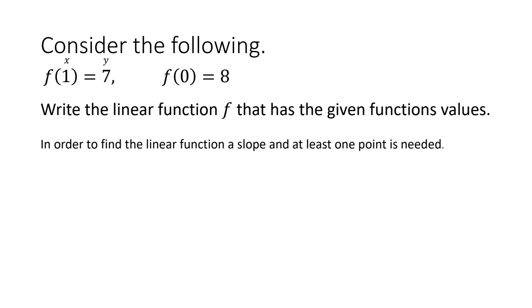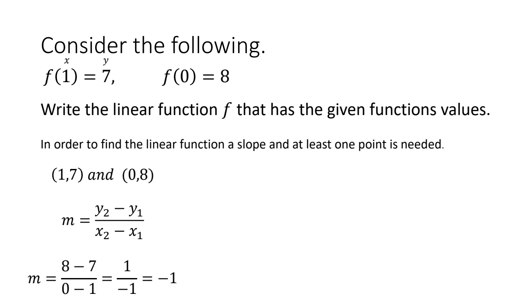And if we want to write it as a linear function, usually the other point we like to get is our y-intercept. So let's go ahead and get our slope. Like I said, they gave us 2 points. My input value is x, and my output value is y. So here's (1, 7), and my other point is (0, 8). So let's go ahead and get our slope.